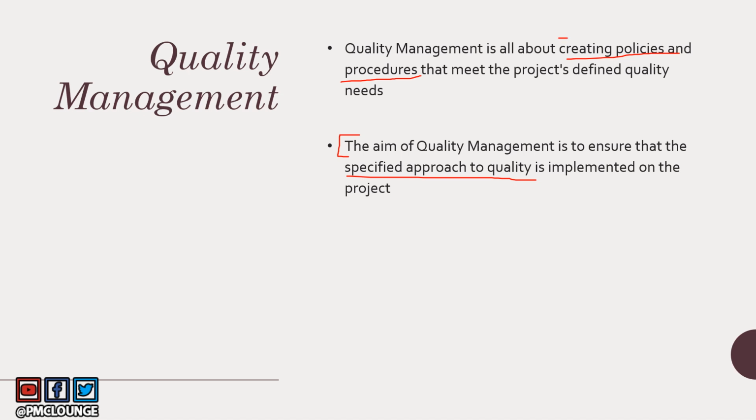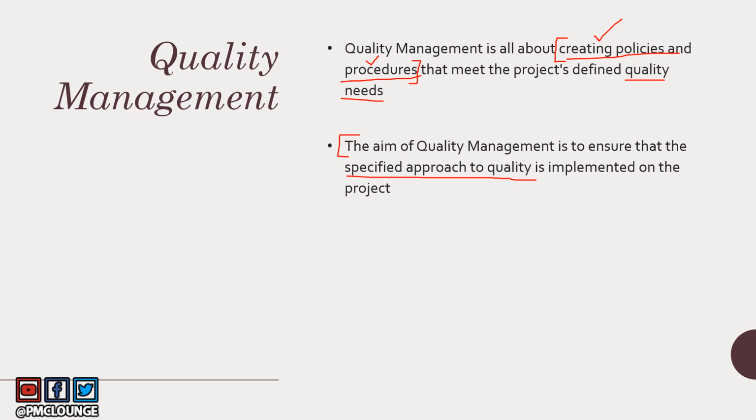For your project to create a high quality end product, you have to have policies and procedures in place that meet the project's defined quality needs. And what are the quality needs again? What is quality again? That is the degree to which the product meets the requirements of the end consumer, the end customer. So you have those defined and you are going to create policies and procedures that make sure that the end product of the project meets those quality needs.